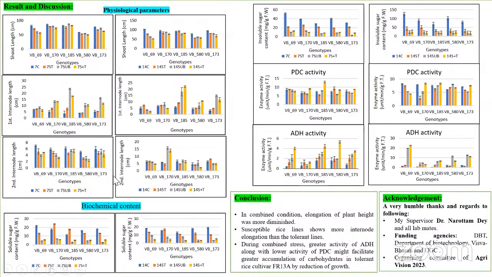So, the results and discussion. There are 4 colors representing the 4 different phases of stress condition. Blue represents the control condition, red represents the salt stress condition, yellow-gray represents submerged with normal water, and yellow represents submerged with saline water, that is the combined stress. Results show that plant growth is more diminished in combined stress, at both 14 and 7 days of stress induction, compared to the individual stresses.